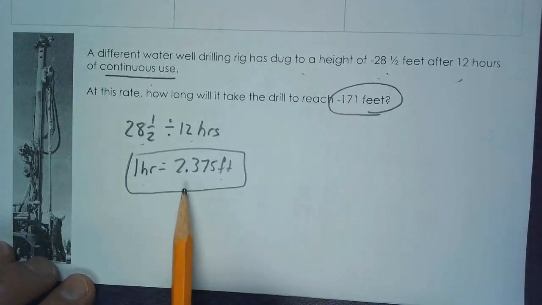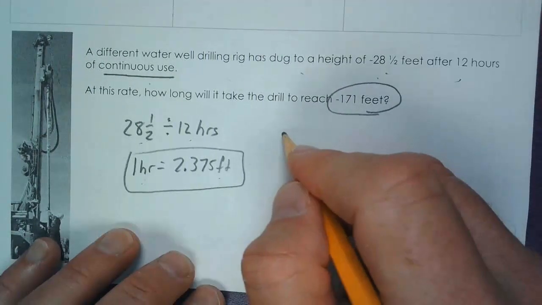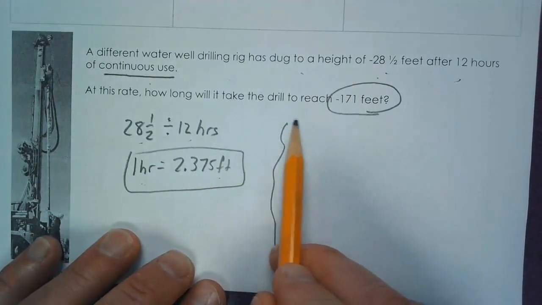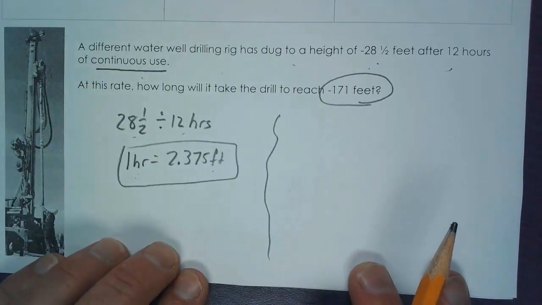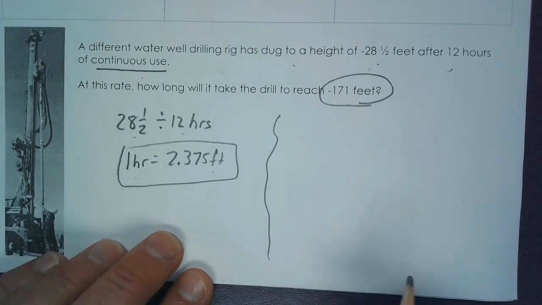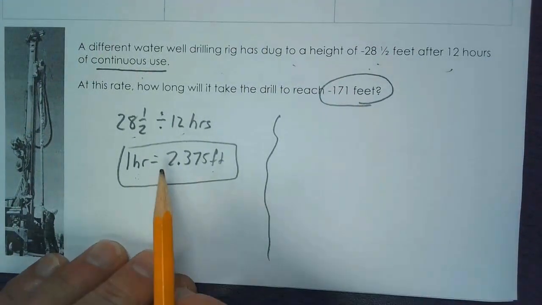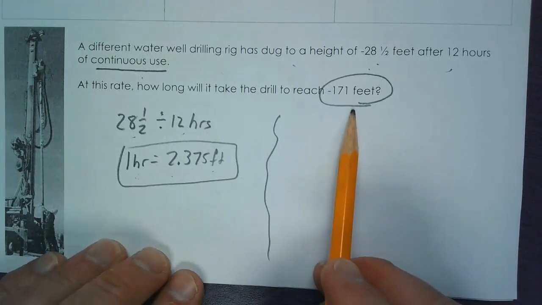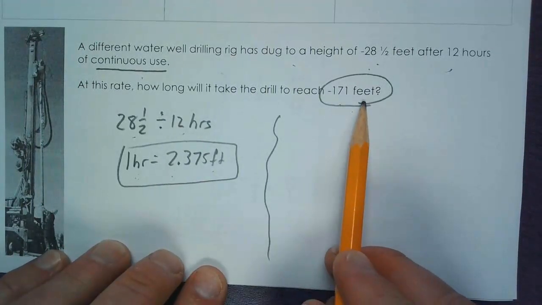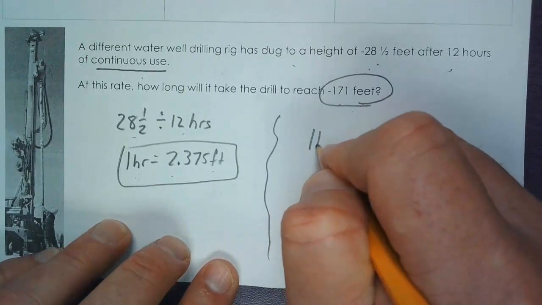So it can dig 2.375 feet in 1 hour. Let's answer the question. Now, the way I like to set this up, you're going to see when we get to equations and proportions, I like to use this information about the 1 hour to find how long it would take to dig 171 feet. So watch how I set it up.